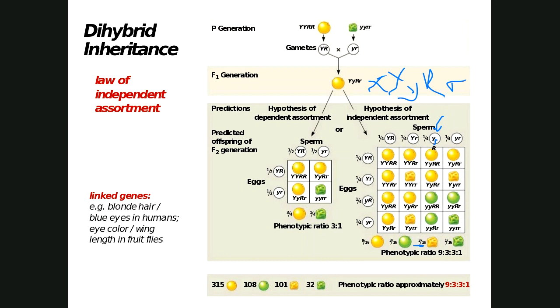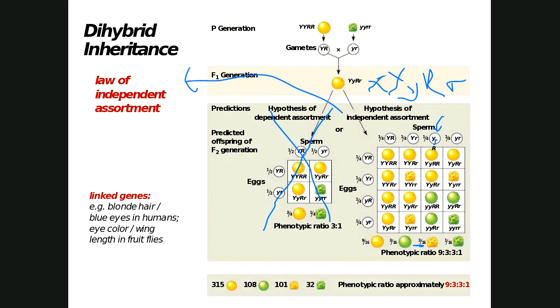Now, the hypothesis of dependent assortment was disproven. So this supports Mendel's idea that these alleles go off and form gametes all on their own. Wherever the yellow allele goes, what gamete it goes into, what cell, that's being produced during meiosis, is independent of where the ones for seed shape go. They independently assort. So that's why you have to figure out all the possibilities.